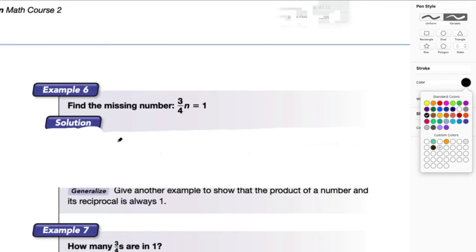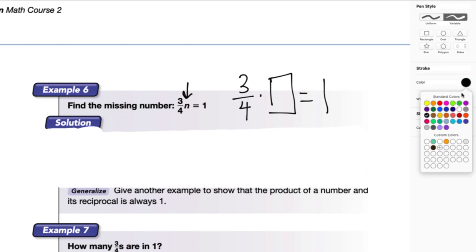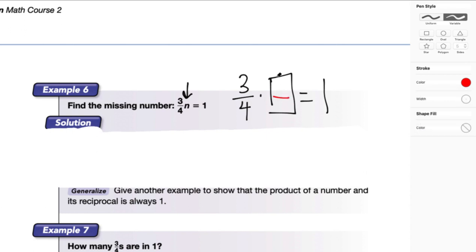So here in example 6, we're going to look at how we can figure out what this n value is. I have 3/4 times some number n. Let me actually make a little box for it. Some number n is going to give me 1. But we've just been working and we realize that every time we multiply a number by its reciprocal, we're going to get 1. So that helps me figure out what n is very quickly. n has to be 4/3, because I know that anytime I multiply a fraction by its reciprocal, that's going to give me 1.